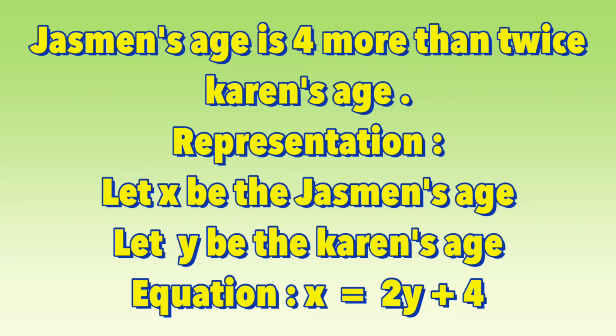So since Jasmen is x, we are going to substitute the word Jasmen with x, and this is equivalent to equals, then 4 more than twice Karen's age. So since Karen is y, we write 2y, then when you say more than, it means plus. That's why our equation is x equals 2y plus 4.